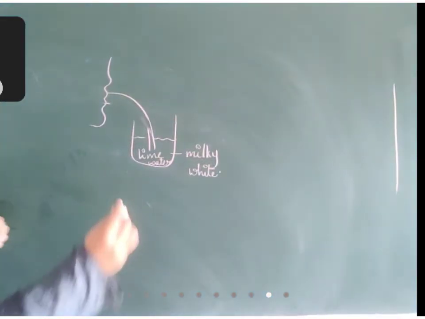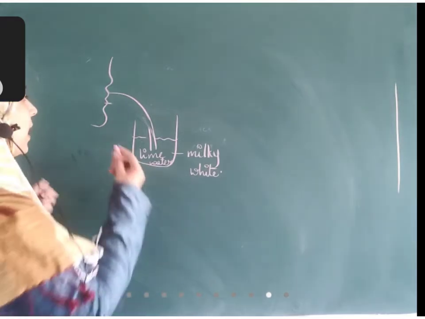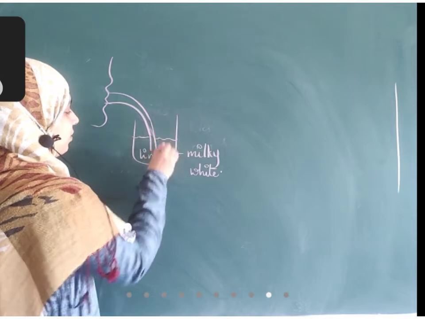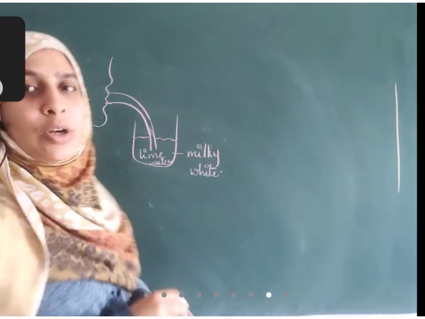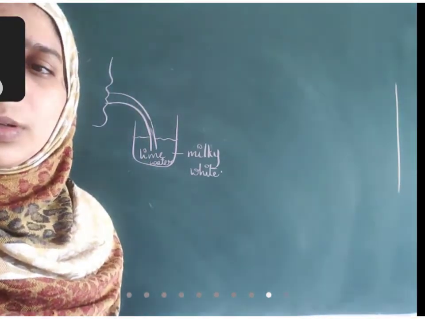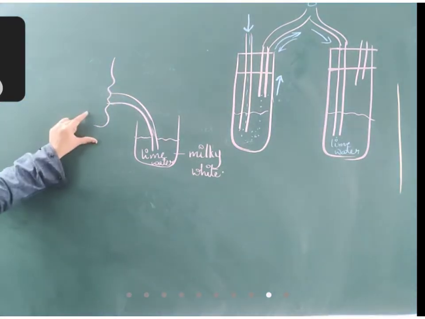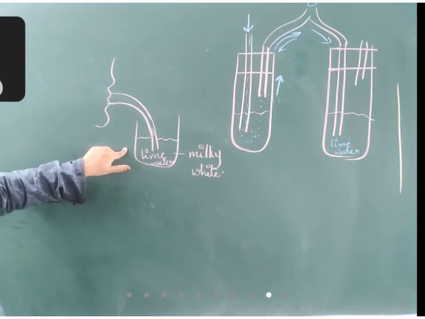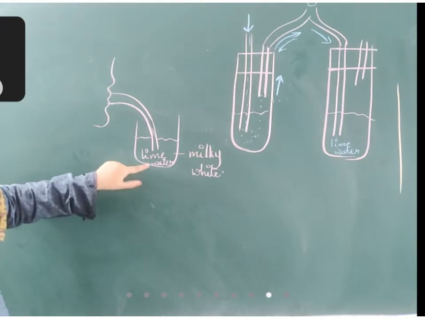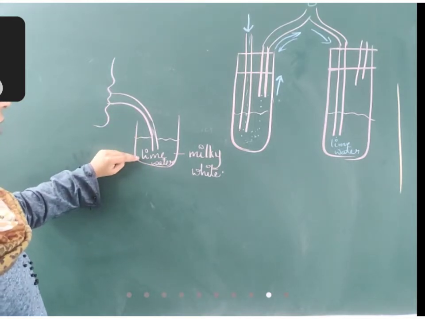A very simple experiment to understand that our exhaled gas contains carbon dioxide. A very simple test for carbon dioxide is that it has the capacity to convert lime water into milk. So this is a simple method. Directly you can blow out gas that is coming from your mouth into lime water. It turns milky white, proving that your exhaled gas is carbon dioxide.